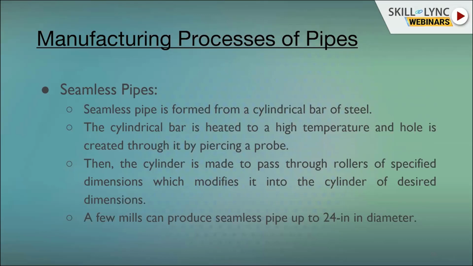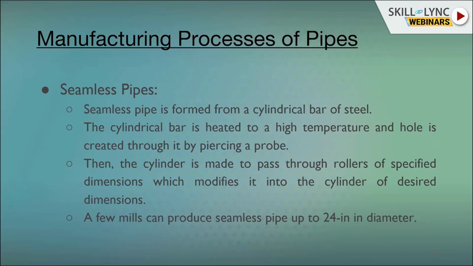The cylindrical bar is heated to a very high temperature, and a hole is created through it by piercing a probe, in the sense a needle, into the round bar. That is the basic process of a seamless pipe. Understood? I will repeat once again.